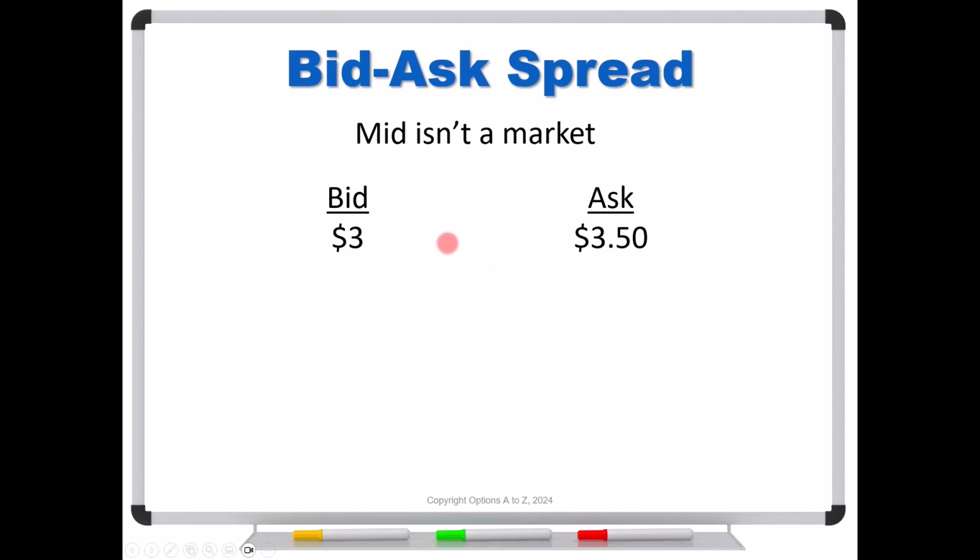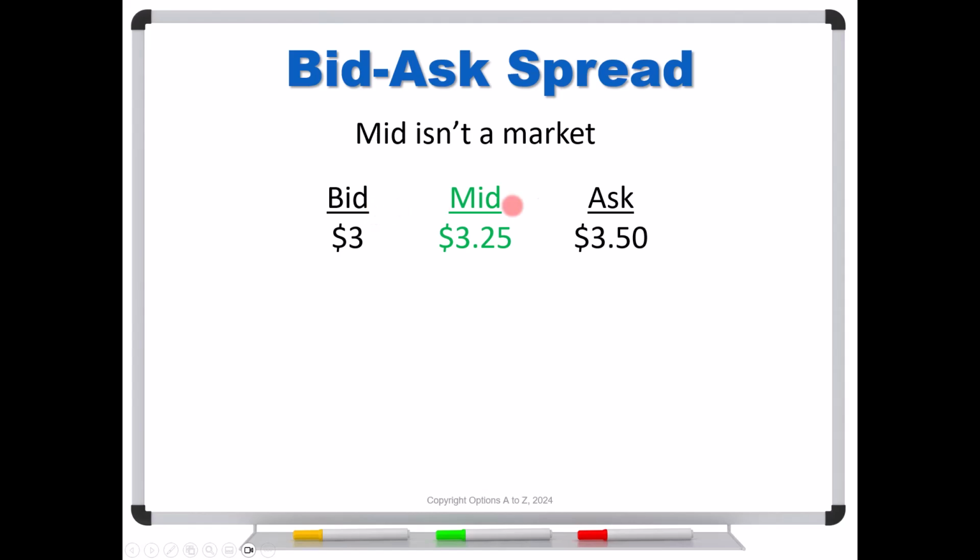It's just an average. It's the midpoint between 3 and 350. There's nobody out there in the world bidding 325. There's nobody offering it for 325. It's just a mathematical calculation. So why do so many traders say to trade at the mid? Well, there can be some benefit, and here's what will happen.